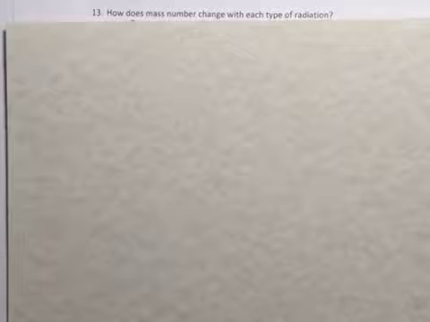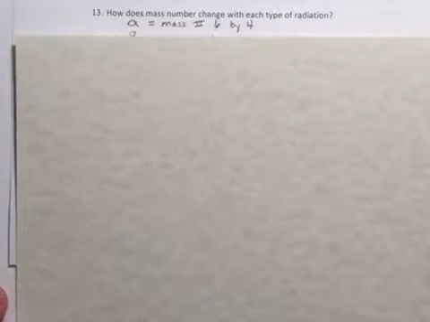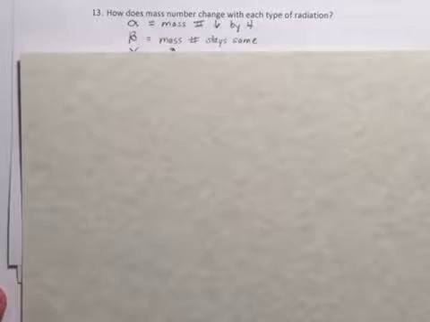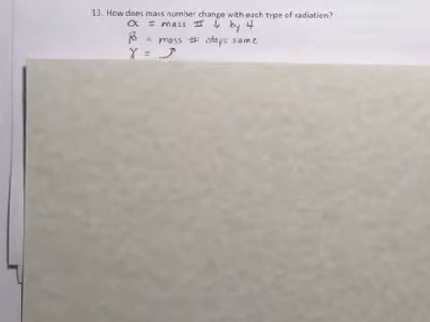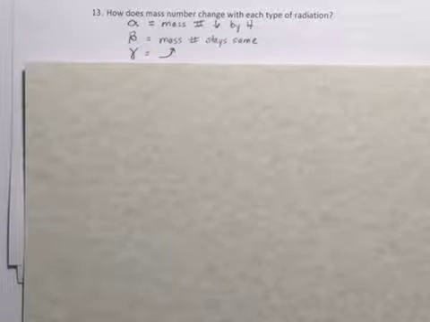How mass number changes with each type of radiation, talked about in my chart, but just to sum up, for alpha the mass number is going to go down by 4. For beta the mass number stays the same because essentially you're exchanging a neutron for a proton, so a 1-for-1 mass exchange, and gamma is just energy, so it stays the same as well. So I just drew a little arrow.